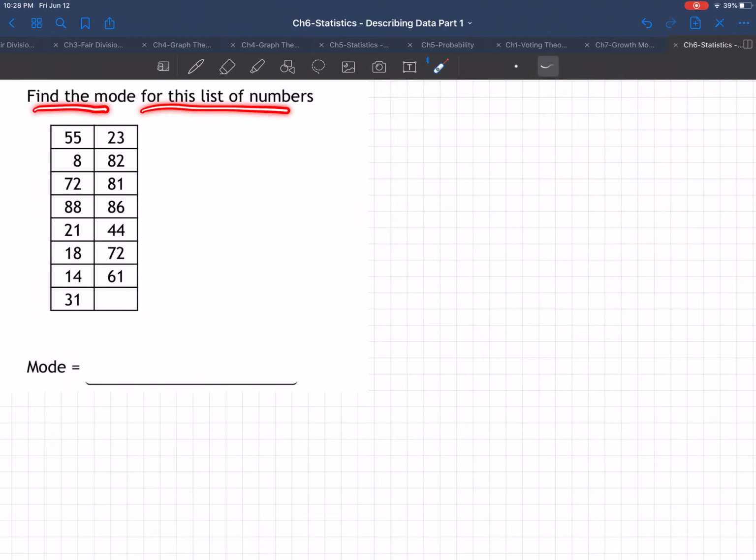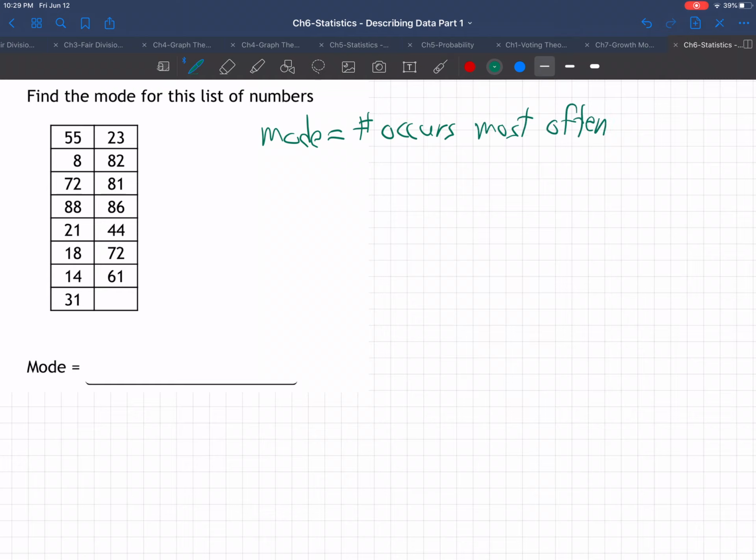Find the mode for this list of numbers. Now, what's a mode? A mode is the number or numbers that occur the most often. So it's a third kind of average.